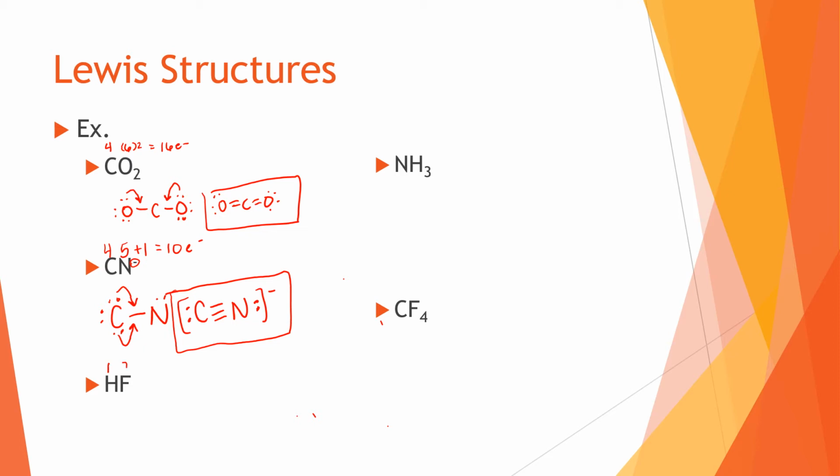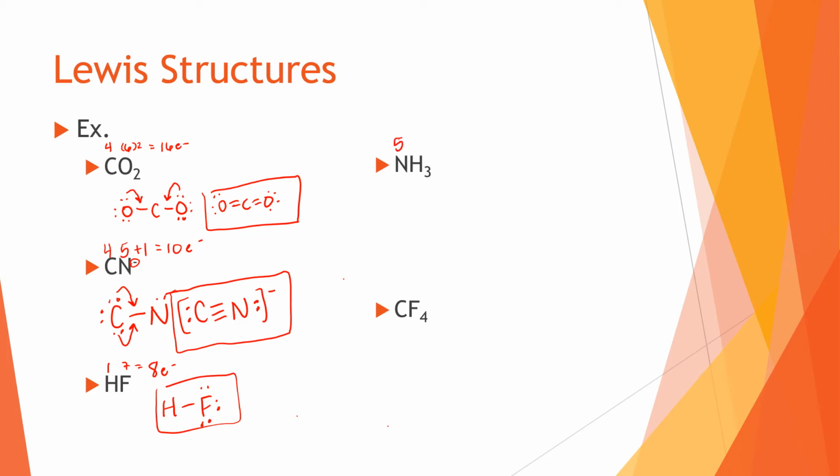Hydrogen has 1, fluorine has 7 valence electrons, so we have a total of 8. So I connect them with a single bond. Again, there's no center atom here because there's only 2. Then hydrogen's already full, but I'm going to fill in fluorine. So now we have 6, 7, 8. We are done.